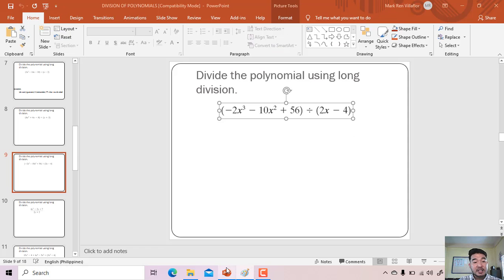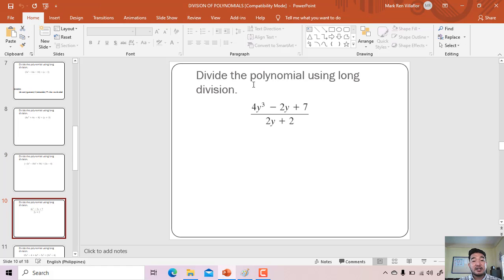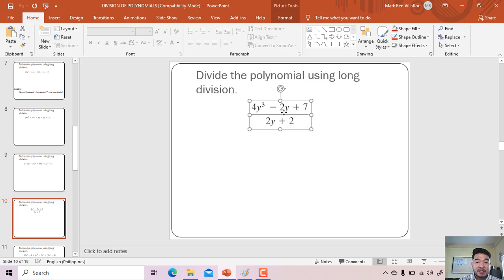Let's see if we still have examples here. Here, another example. Divide the polynomial using a long method division. So, let's try to solve this problem.